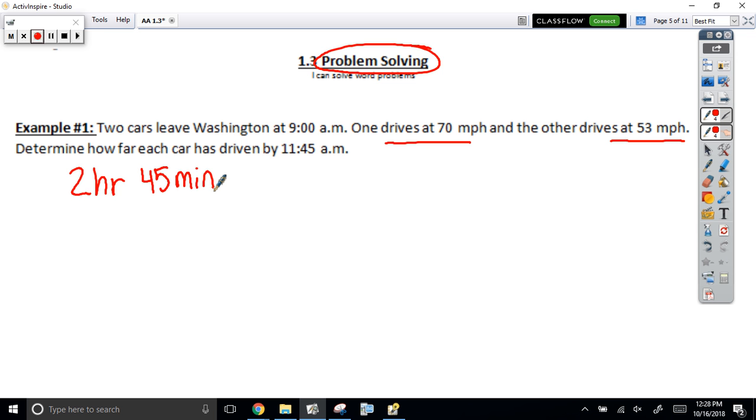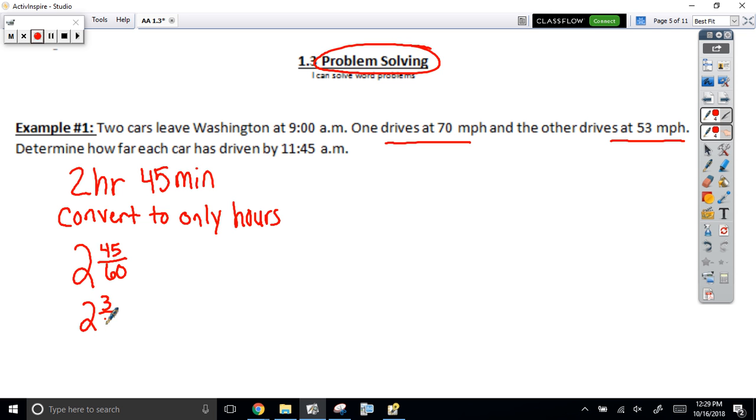What unit is our speed in? Hours or minutes? Miles per hour. So we need to convert this to only hours. It is not 2.45 hours. Okay, you need to think about this as being 2 hours and 45 sixtieths. Where did I come up with the 60? 60 minutes in an hour. So we can reduce 45 sixtieths, or we could type it in our calculator too. We'll get 3/4, or 2.75. So that's the total amount of time they've been traveling.